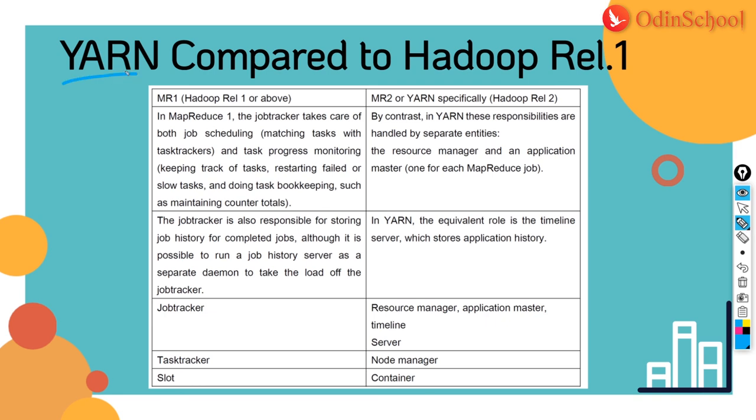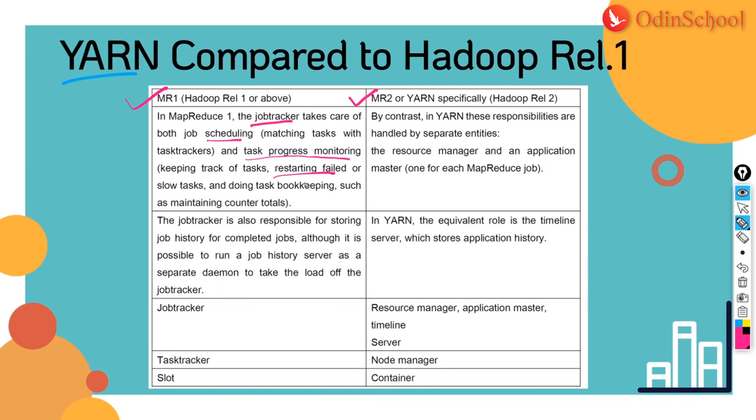So let us quickly summarize our discussion by comparing YARN with Hadoop release 1. So MR1 or MR2 or YARN. MR2 is specifically Hadoop release 2 or YARN. In MapReduce 1, the job tracker was taking care of scheduling, that means matching tasks with the task tracker, and also task progress monitoring, like keeping track of all the tasks, restarting the failed tasks, and managing the task tracker failures also. If some tasks are slow, then again it has to do some bookkeeping, such as maintaining the counter totals.